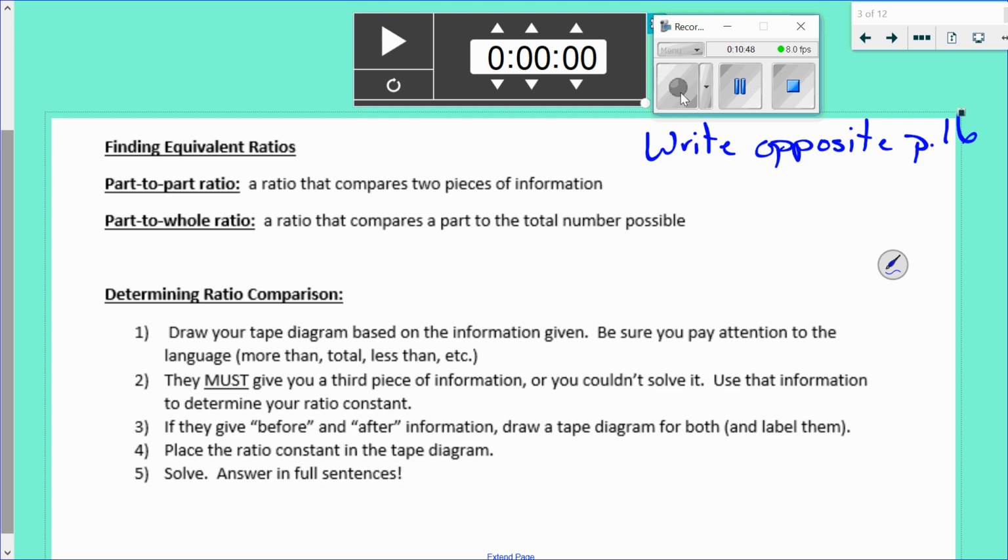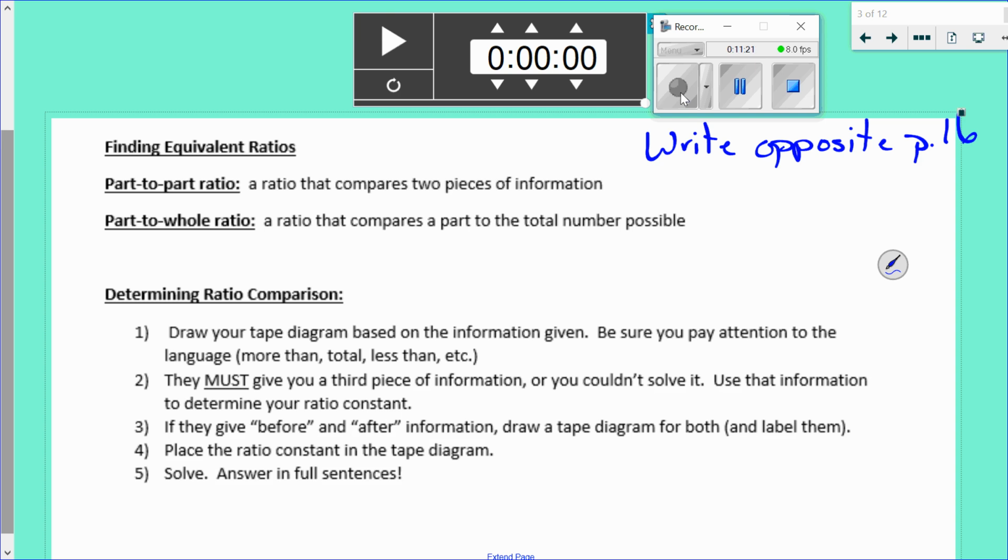That's actually going to be more for lesson 6, which we're not doing today because we ran out of time with our practice quiz, but keep that in mind. Once you have done it and you've used the information, you figured out your ratio constant, put that ratio constant in every box of the diagram. Okay? If you have a before and an after, if you found one ratio constant, you've got it for both before and after because they haven't changed any of the information for today's problems. And then finally, solve. Don't forget to answer in full sentences.